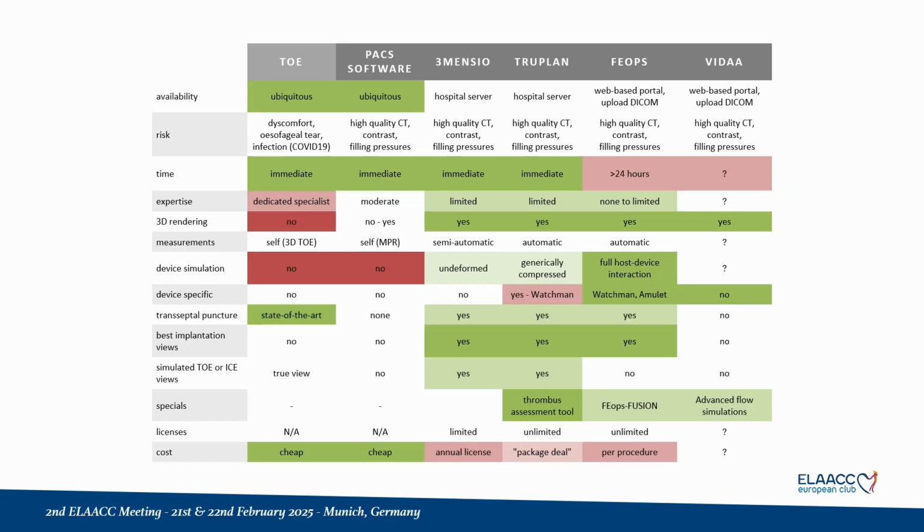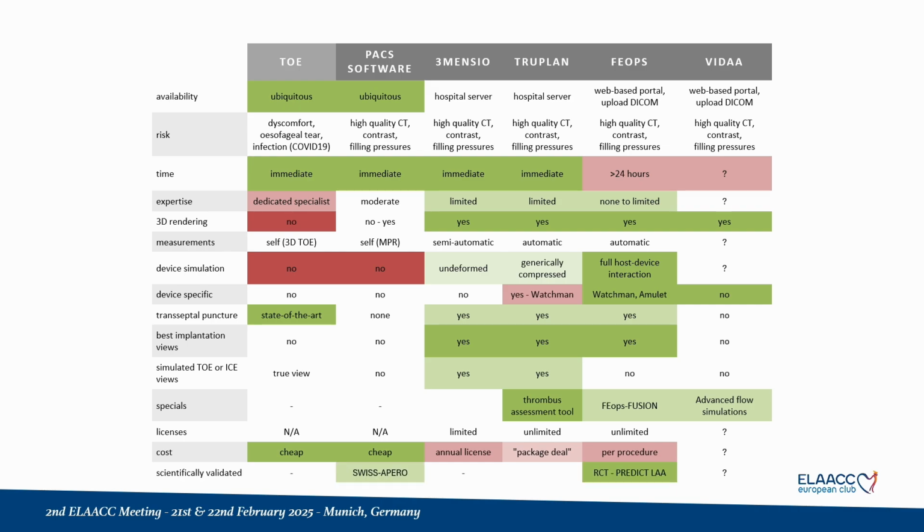When it comes to costs, well, what is available in your hospital is already cheap. Trimencio, it's an annual license. TruePlan, it's sometimes complicated, yes, no, package deal, so I still don't have it, although they say you could use it. FEOPS, you have to pay per procedure.